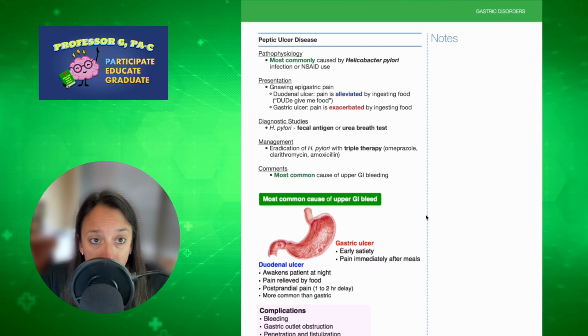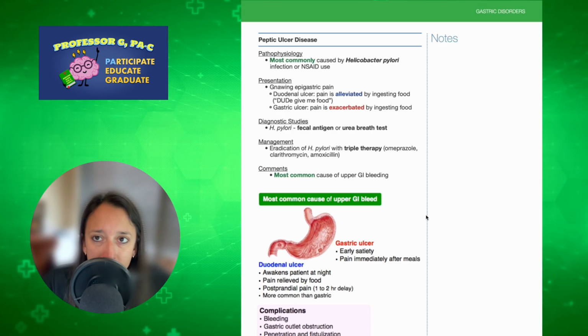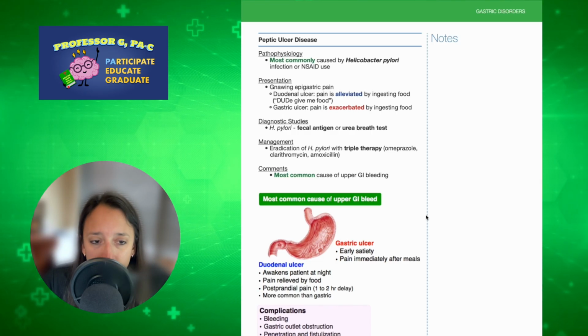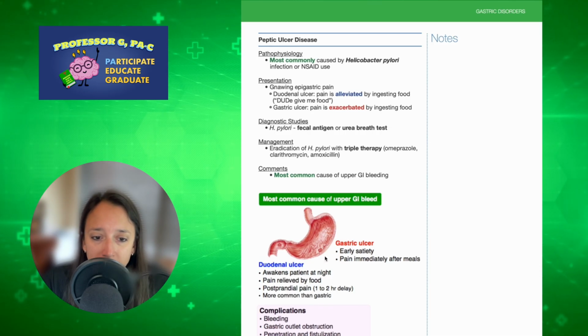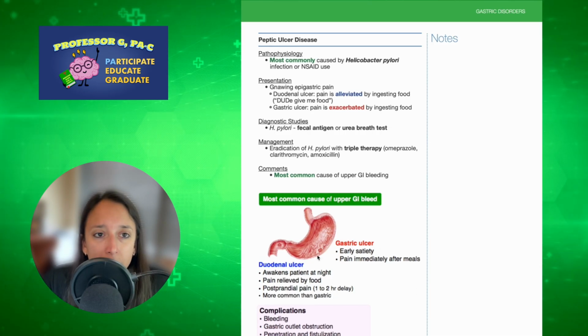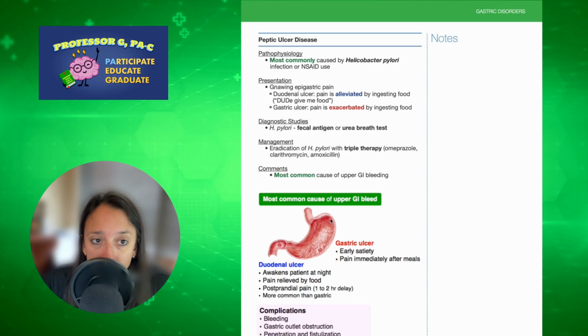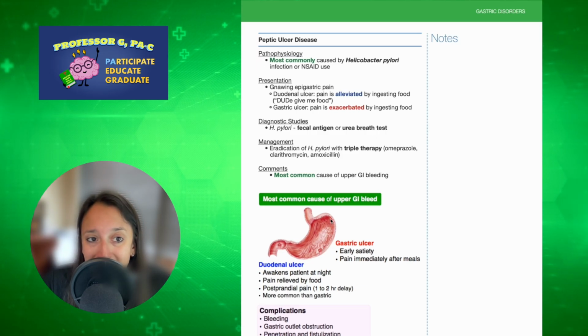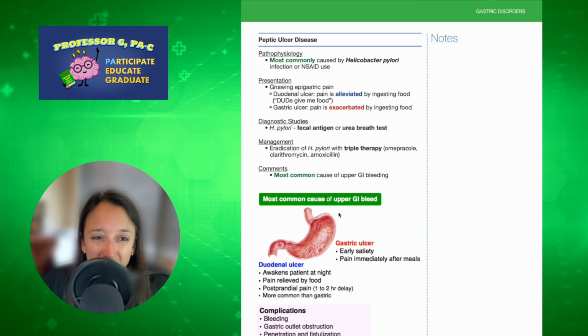Peptic ulcer disease. So peptic ulcer disease is an umbrella term for both gastric ulcers and duodenal ulcers. So there's two different types, gastric, duodenal, but they're both called peptic ulcers. Most commonly, it's caused by H. pylori infection. Can also be precipitated by NSAID use. These patients often present with a gnawing or hunger type pain within the epigastric region.